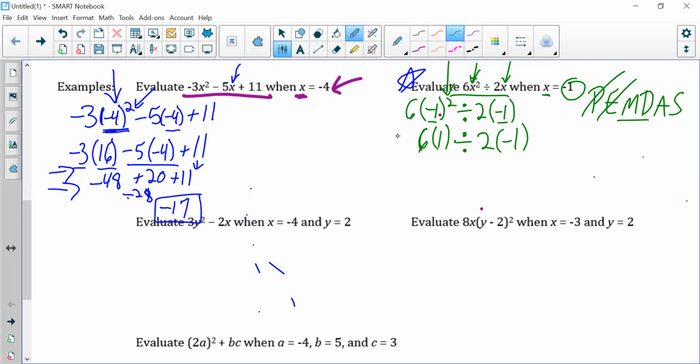All right, so start here. 6 times 1 is 6. Next, 6 divided by 2 is 3. 3 times -1 is -3. So my answer is -3.